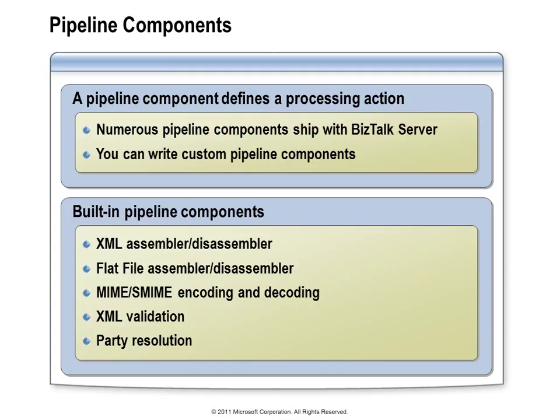Now, the equivalent send-side component, known as the XML assembler, can be used for property demotion, and that is in which the value of a message context property is read, and then it's inserted into the body of a document.